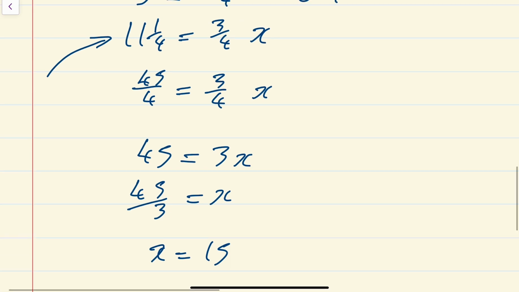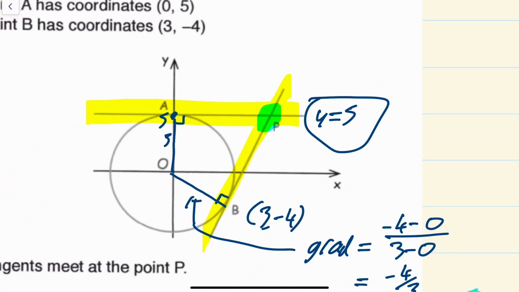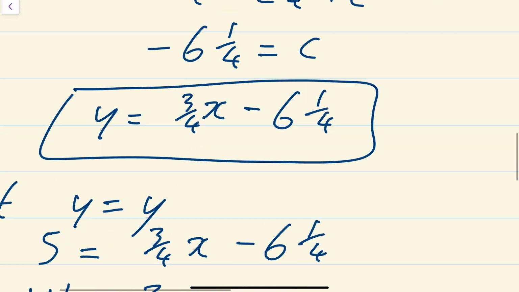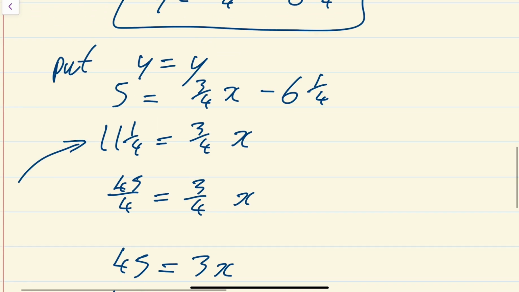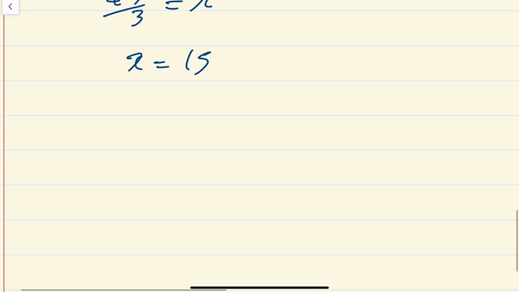And when x equals 15, remember it's on this line, so your y is going to be 5. So it's on your horizontal line, y equals 5, so that's all it's going to be. So your answer, the point where they meet, which is what we're looking to find, P, is going to be (15, 5).